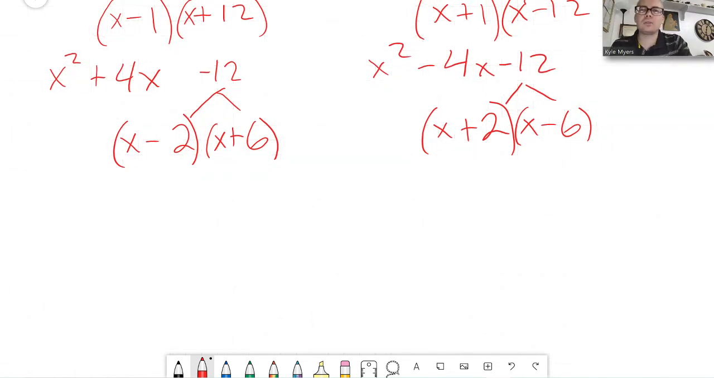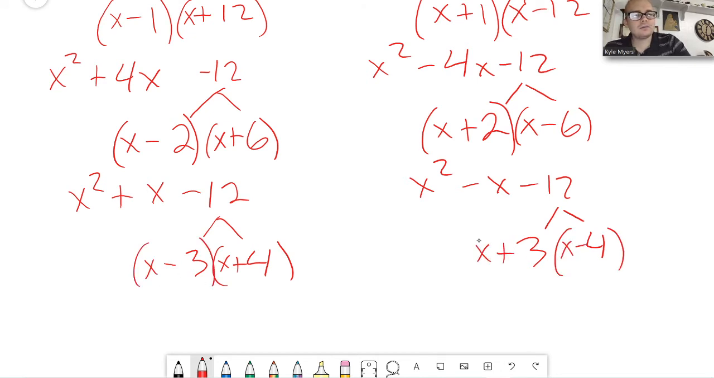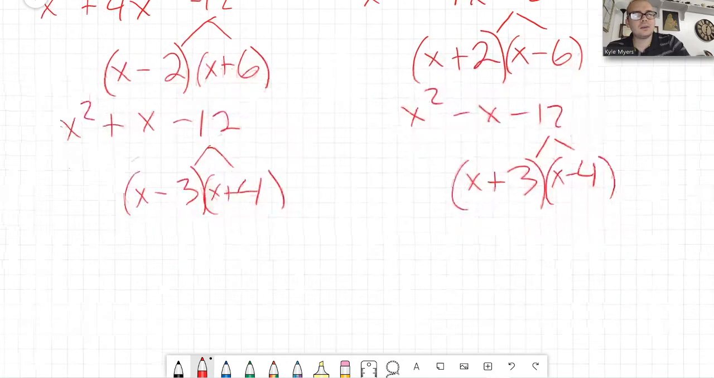12 also goes into 3 and 4. So x squared plus x minus 12. X squared minus x minus 12. 12 is 3 times 4. If I do minus plus, I get a positive 1. If I do plus minus, I get a negative 1. And we are done with 12s.